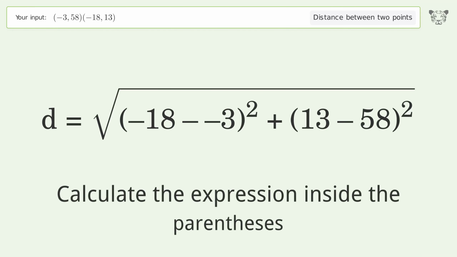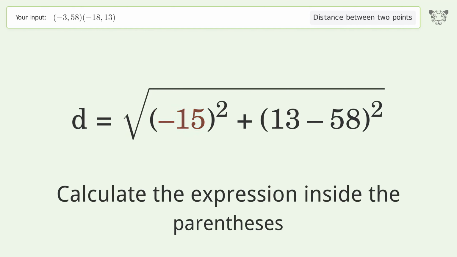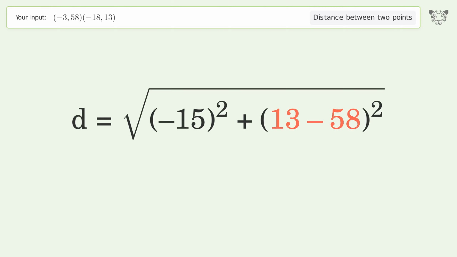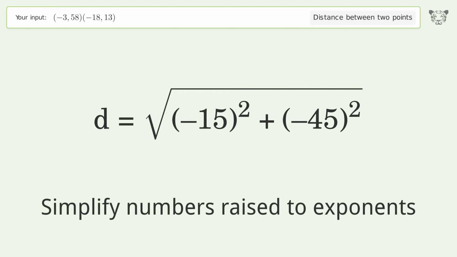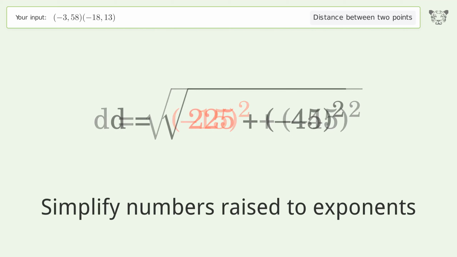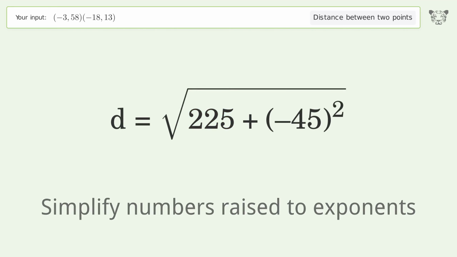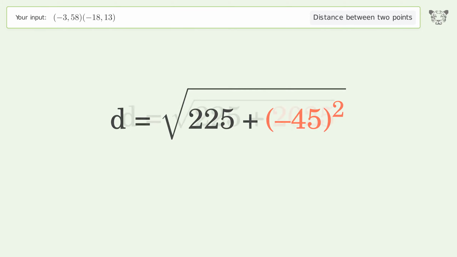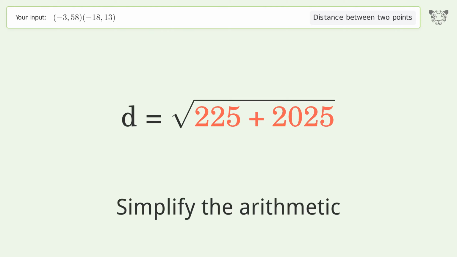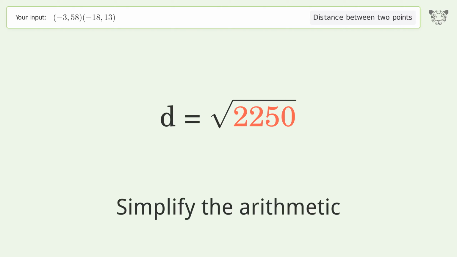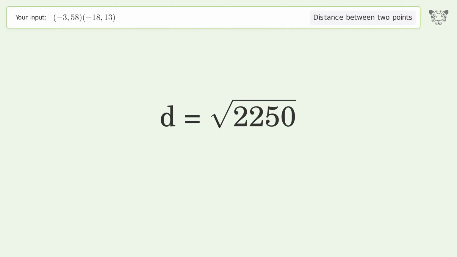Calculate the expression inside the parentheses. Simplify numbers raised to exponents. Simplify the arithmetic. And so the distance between the 2 points is the square root of 2,250, or 47.434.